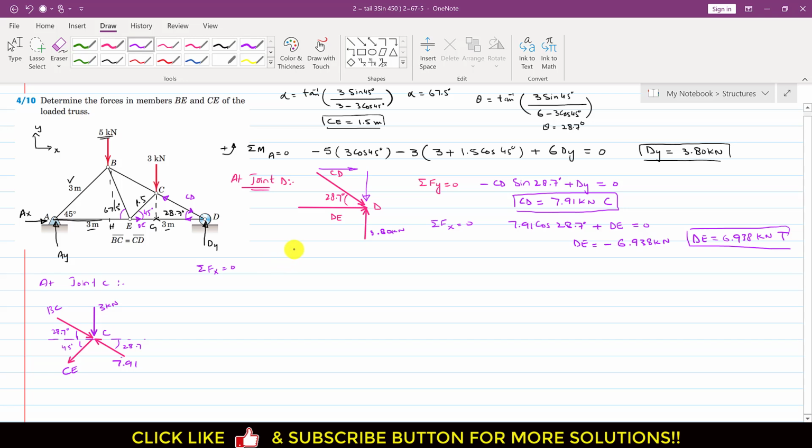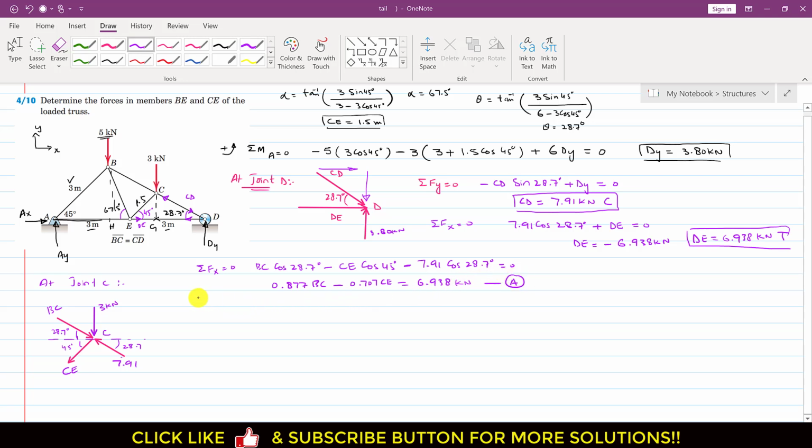So if I apply the summation of forces along x, this BC force will have one component acting in the positive x direction, and that is the cos component. So I will write BC cos of 28.7 degrees. Similarly, this CE force will have one component in the negative x direction, the cos component, so I will write minus CE cos of 45 degrees, and this 7.91 has one component acting in the negative x direction, so I will write minus 7.91 cos of 28.7 degrees, and this is equal to 0. If we simplify this, it is 0.877 BC minus 0.707 CE equals 6.938, let's say in kilonewtons, and let's say this is equation A.